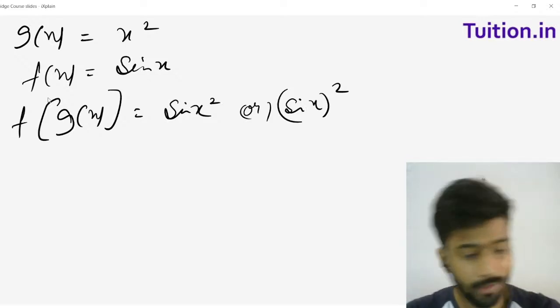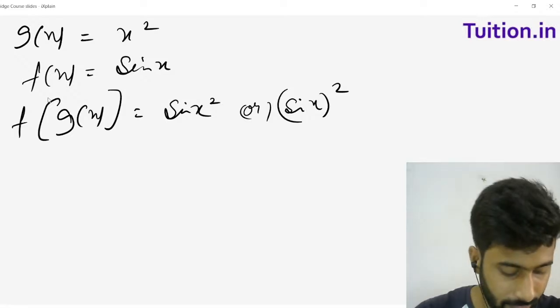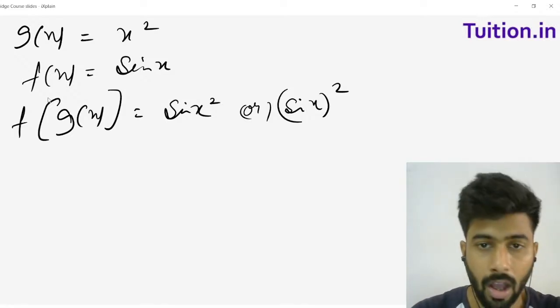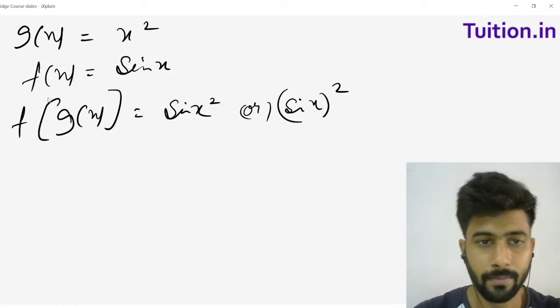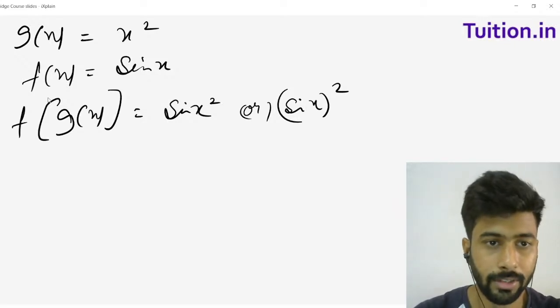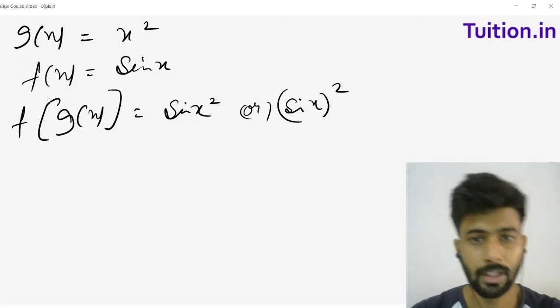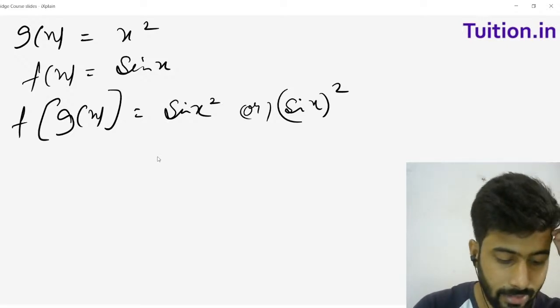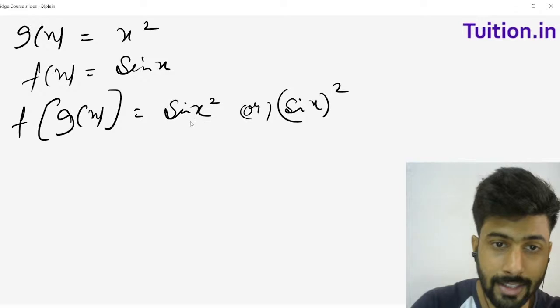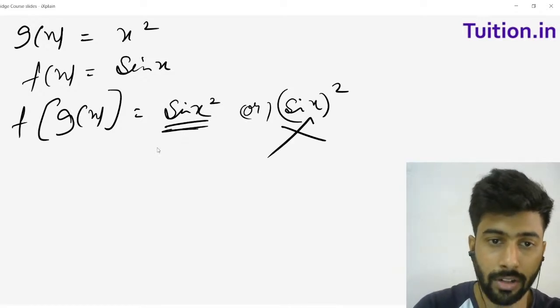I would be happy if Akshat can answer this. Oh, Tejashri, no, I guess you are wrong. It's not sine square x. It is sine x square, which means it is this one, not this. This is wrong. This is right.